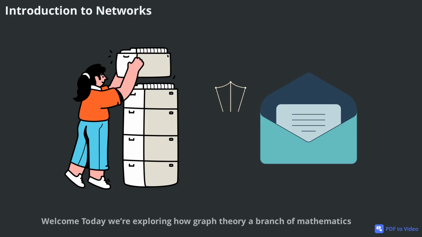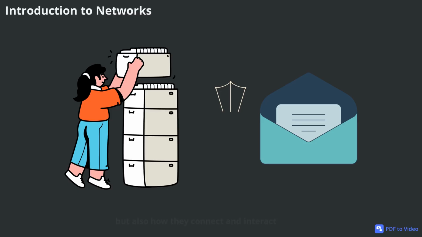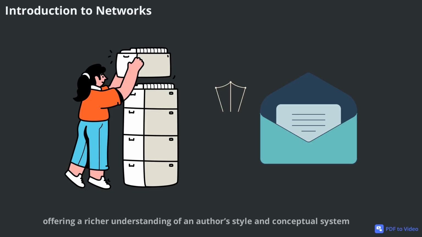Welcome. Today, we're exploring how graph theory, a branch of mathematics, is revolutionizing the study of humanitarian terminology. Instead of just counting words, researchers now use networks, also called graphs, to reveal the hidden relationships between terms in scientific texts. This approach helps us see not only which words are most frequent, but also how they connect and interact, offering a richer understanding of an author's style and conceptual system.